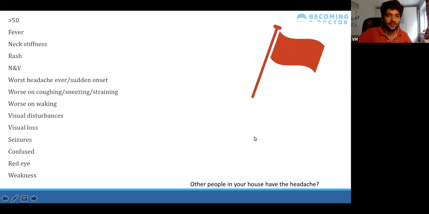Headache histories aren't easy. I've also put, are there other people in your house that have the headache? Can anyone think of a reason why you might want to ask that? It's a bit of a rogue. Yeah, someone's just put CO, which I presume they're saying carbon monoxide. Yeah, good. Carbon monoxide poisoning is also a cause of headache. So if other people in their house have got it, that's something you might want to ask as well. But again, it's a little bit rare.